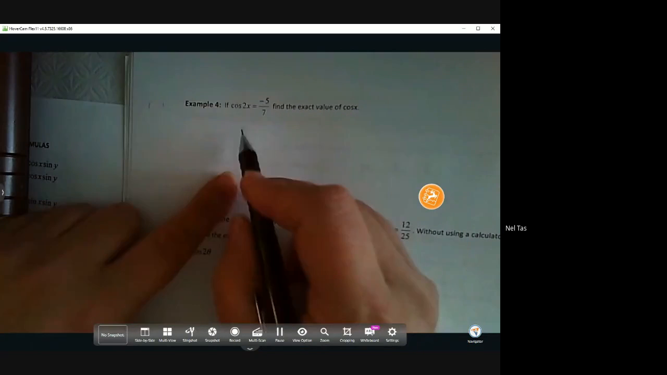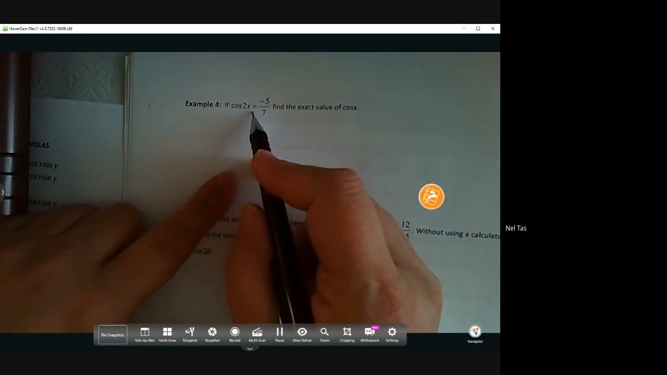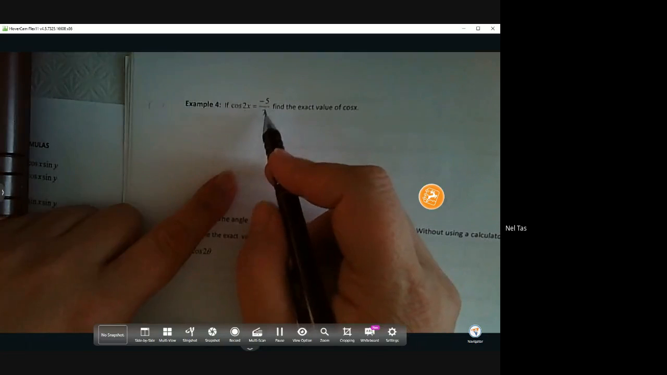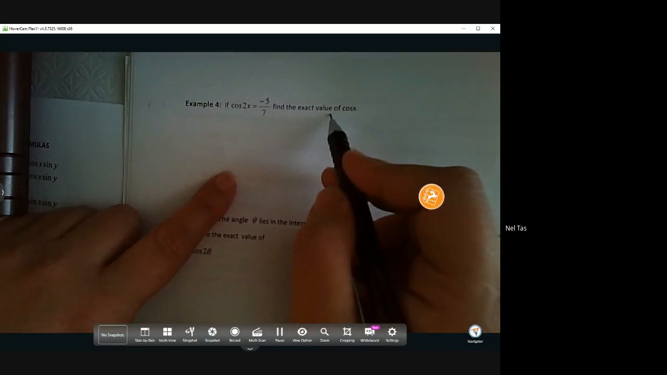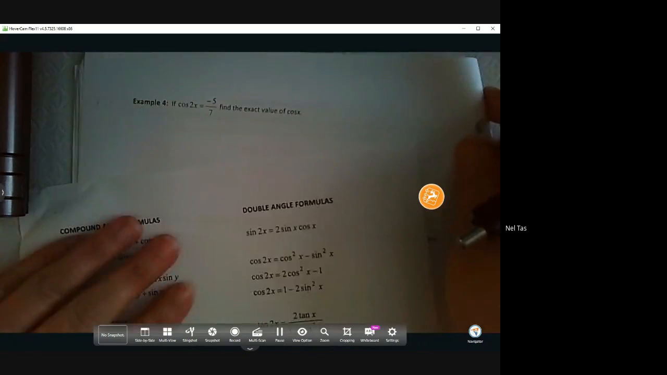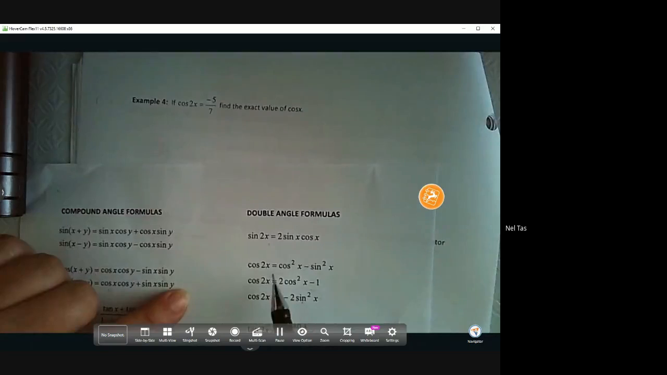Let's look at example 4. They are giving us cos 2x, which is negative 5 over 7, and we need to find cos x.